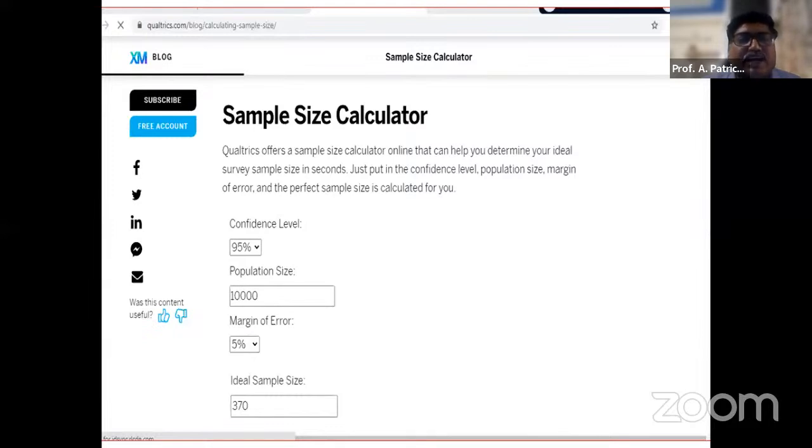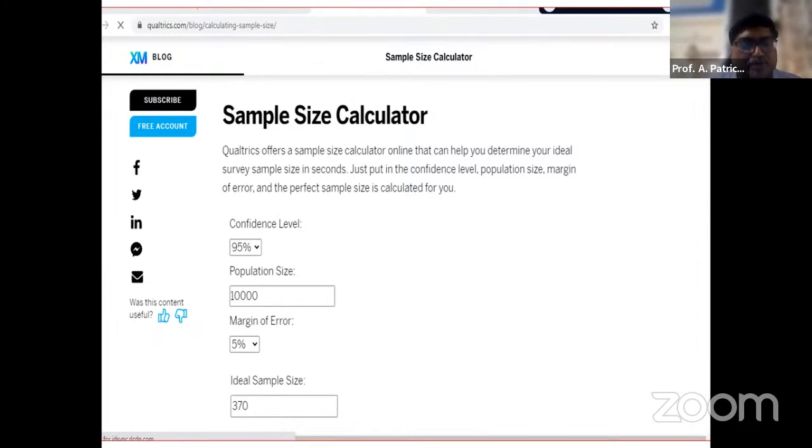Now, this is where I took it from Qualtrics. These are some screenshots which I've taken of what is called the sample size calculator. Look at it. The confidence level is 95%. You can all go through this website, qualtrics.com. Later, I'll share this material either with Kishore or with our Professor Pawar sir, and probably he'll share it with you at a later stage.